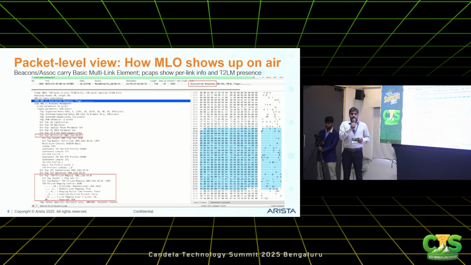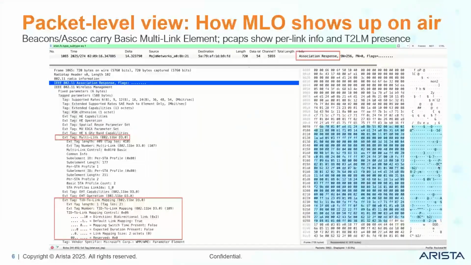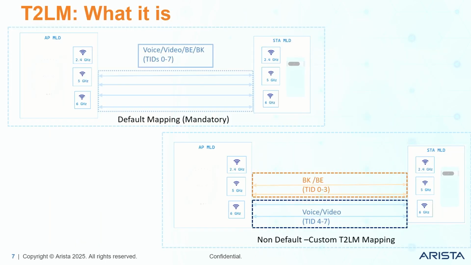A quick overview at the packet level. In the MLO association response frame, you would see the basic ML IE, which tells you MLO is supported, and along with that, another IE, the TID-to-Link Mapping. This is what defines the policy over the air. So what is TID-to-Link mapping?